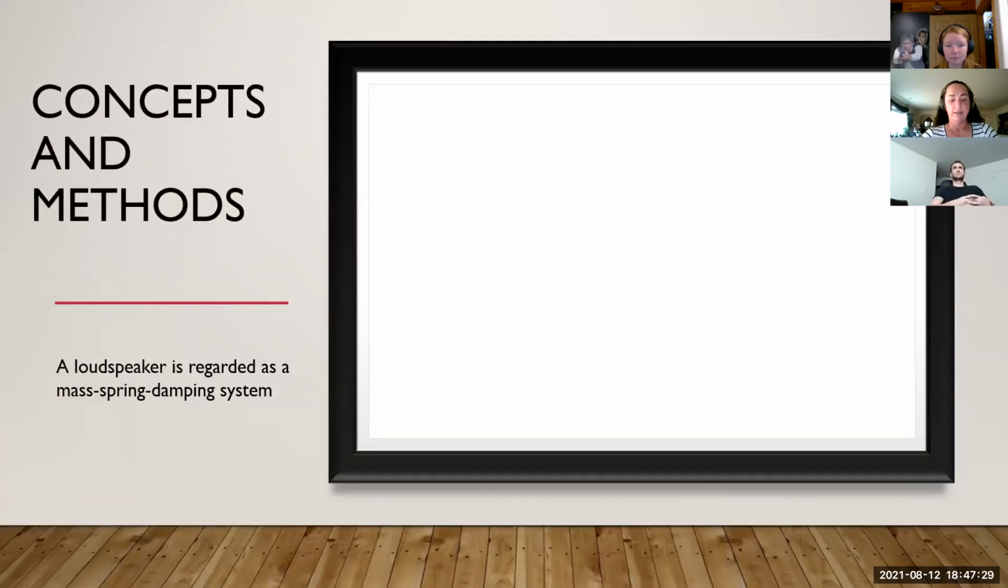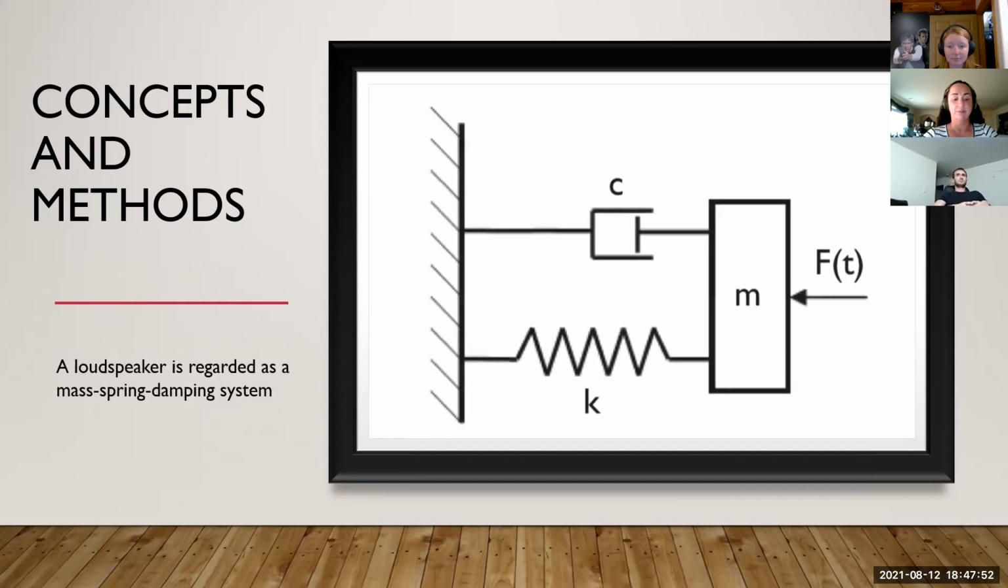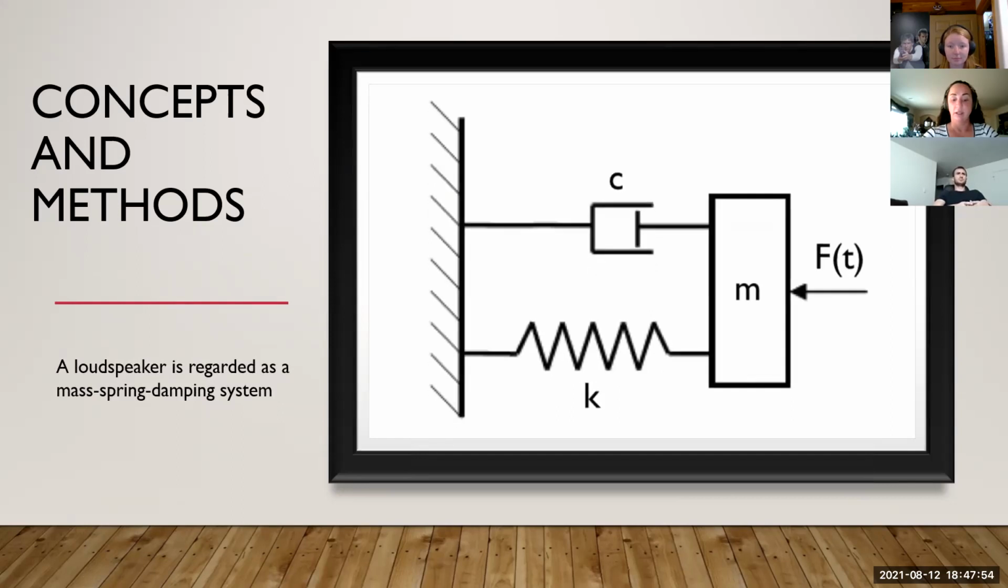From the concepts and methods we learned in vibration theory, we can say a loudspeaker is a mass spring damping system. The diaphragm, voice coil, surround, and spider make up the mass of the system, while the spring and damping elements depend on the material properties of the components, as shown in the next slides. The suspension can be modeled as a spring element and loss of the suspension can be modeled as damping, as shown.